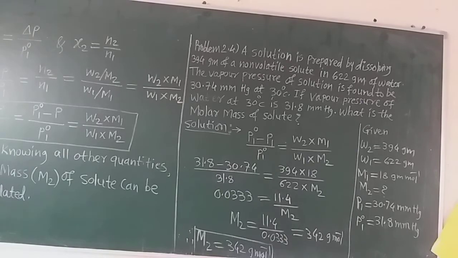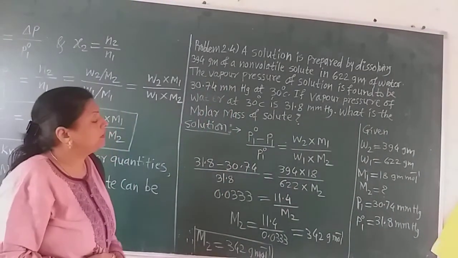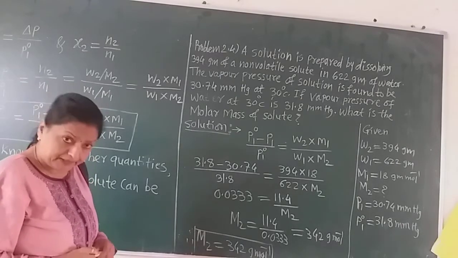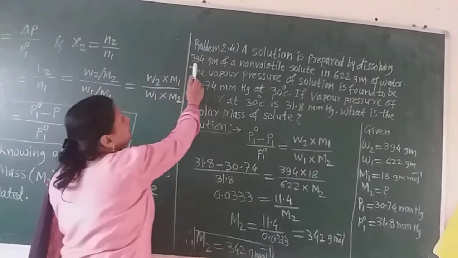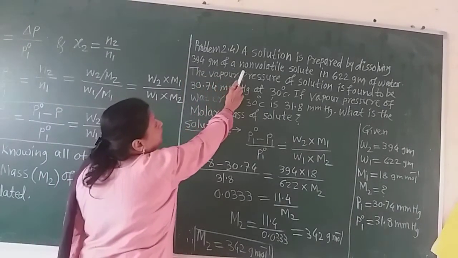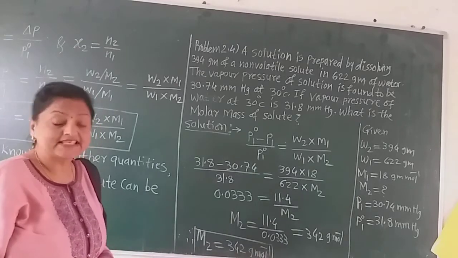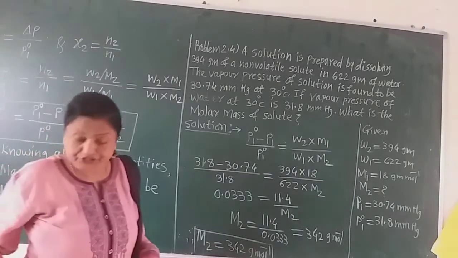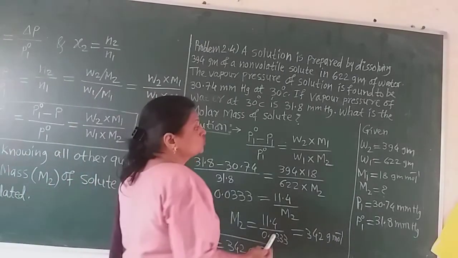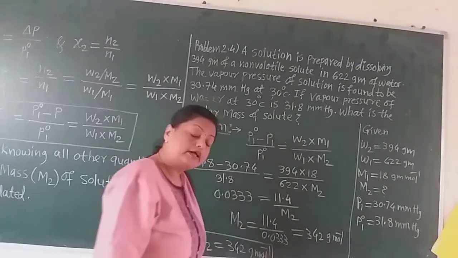Now problem number 2.4 is given here. What is the problem? A solution is prepared by dissolving 394 gram of non-volatile solute. The weight of the solute is denoted by W2. So in the given, W2 is equal to 394 gram.